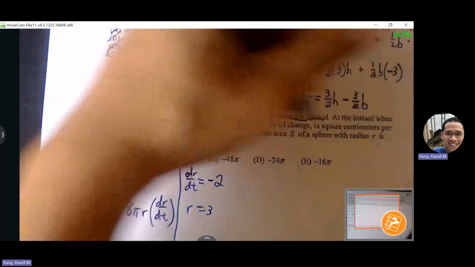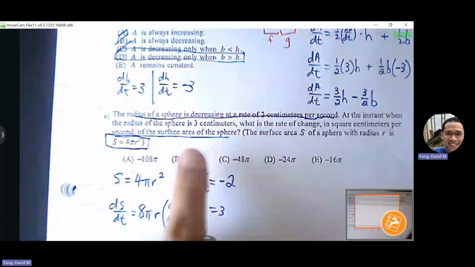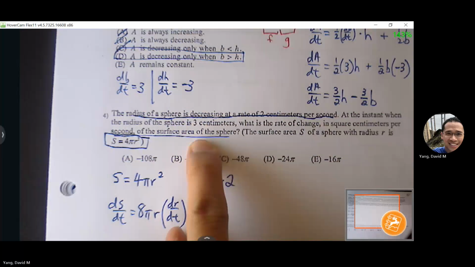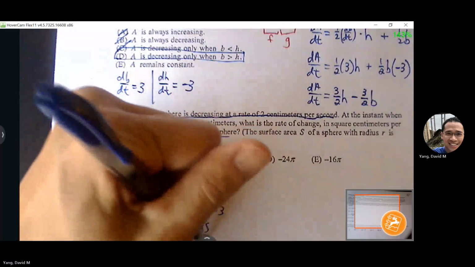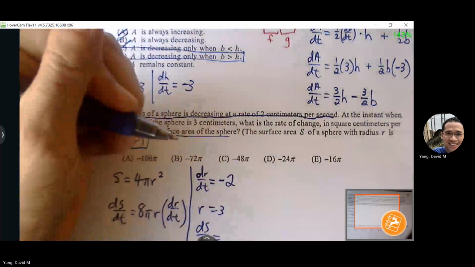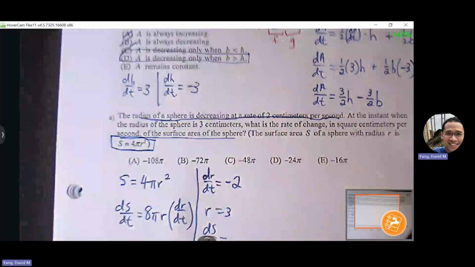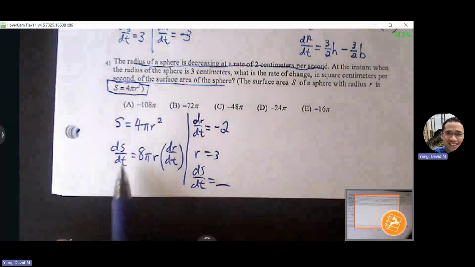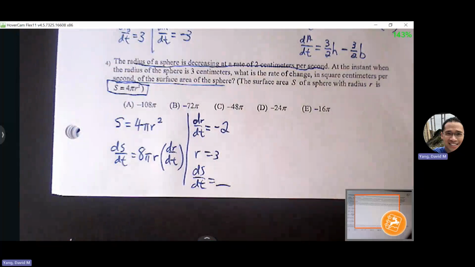What is the rate of change of the surface area of the sphere? So we're looking for what? dS dt. Okay, so now it's easy, right? We could just put everything in and make a bunch of substitutions and solve for dS dt. Okay, try that.